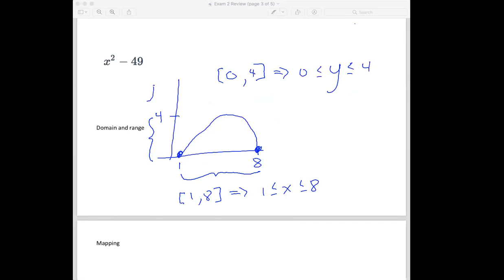So this is the key thing here: the range has the y in it, right? Whereas domain has x values. And I think I messed that up in the last example. Just remember that: domain has x's, range has y's.